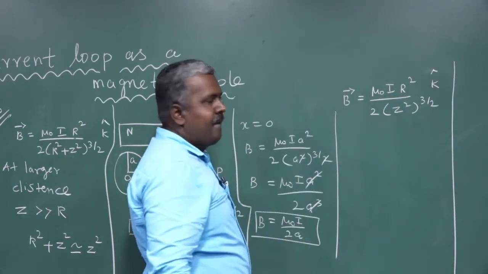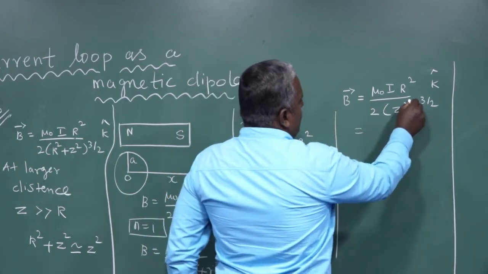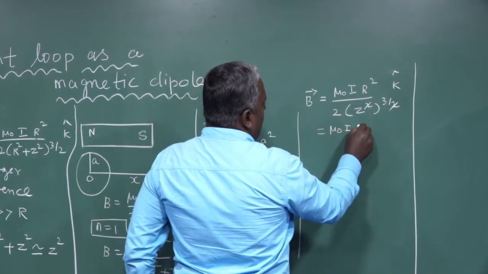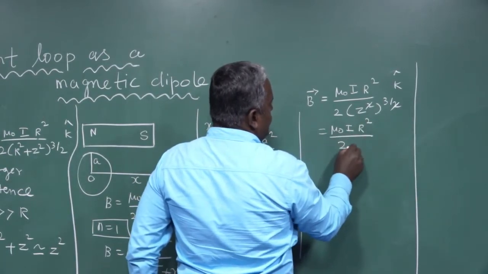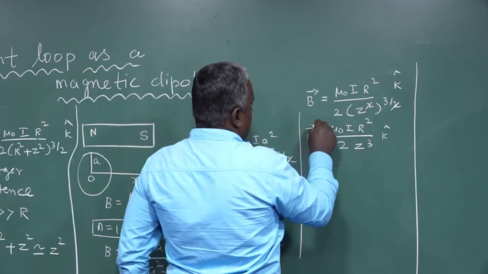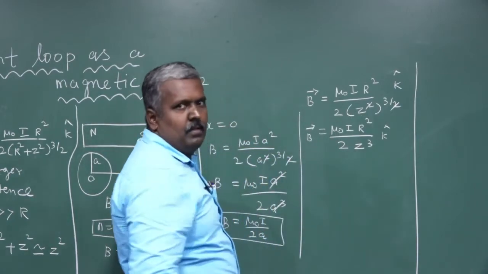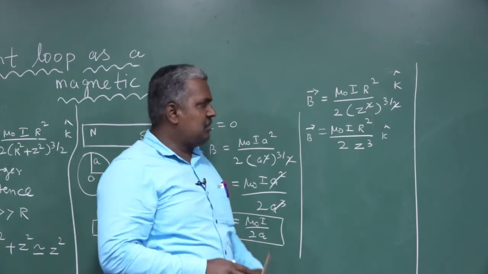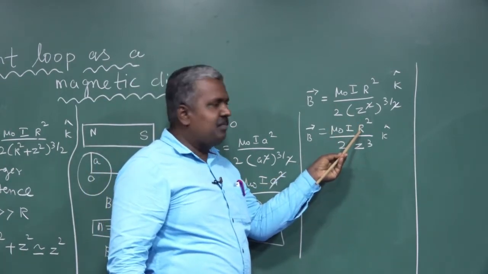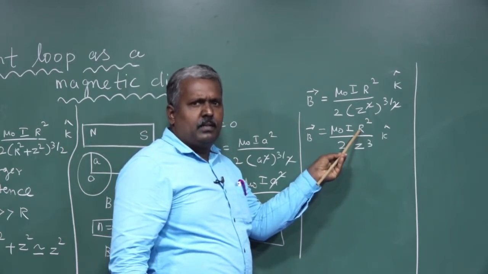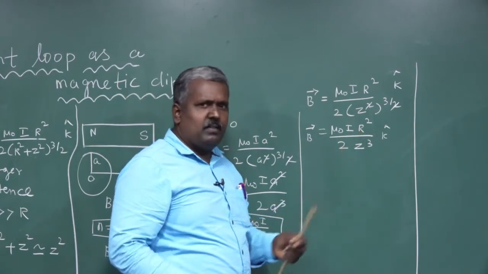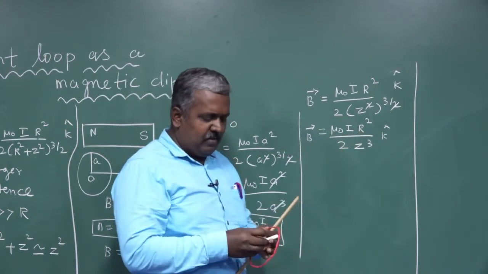Okay? Then cancel, no? Therefore, mu naught I R square by 2 Z cube into K cap. Clear? Very simple questions. Here, what is the radius of the current loop? I am correct or not? With respect to R, we can write one formula.